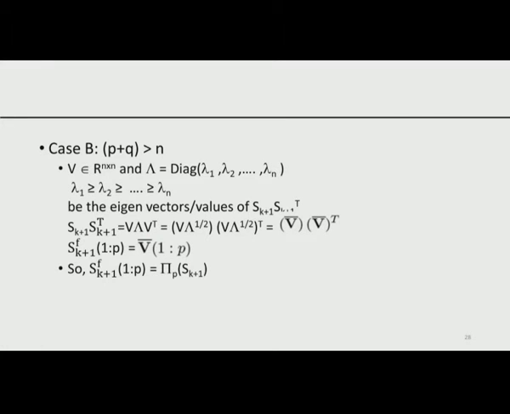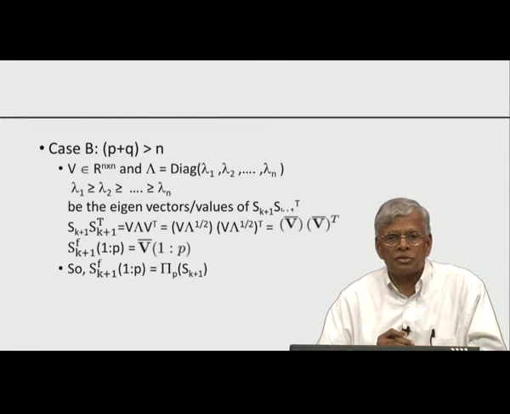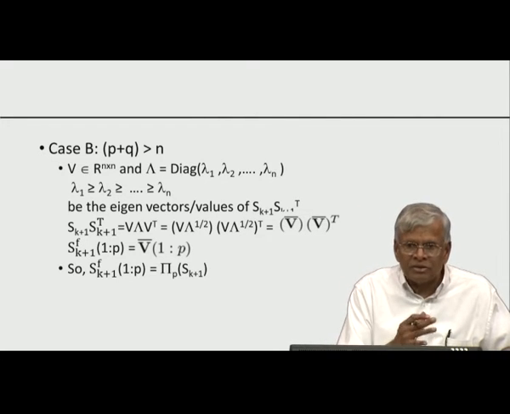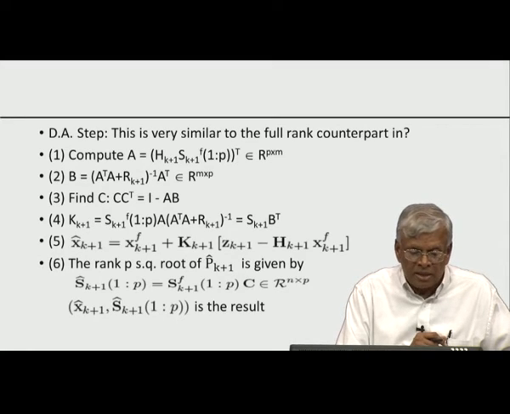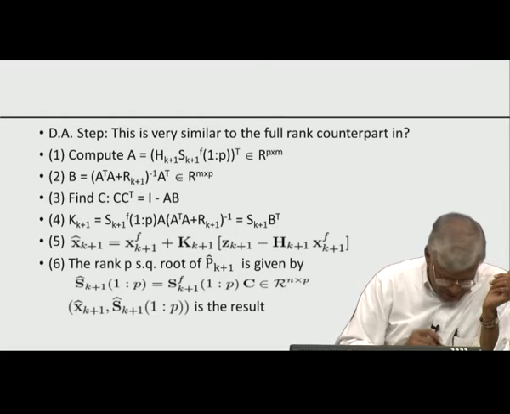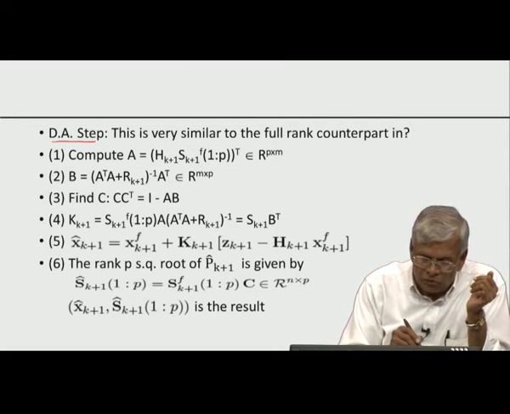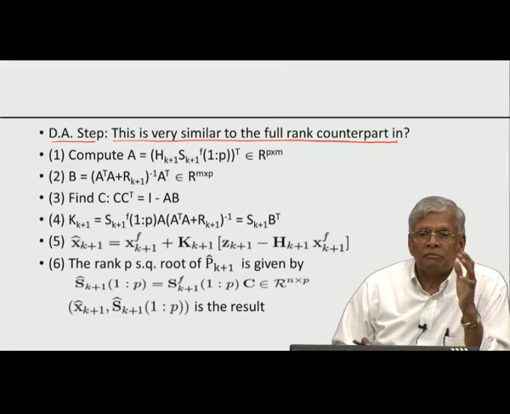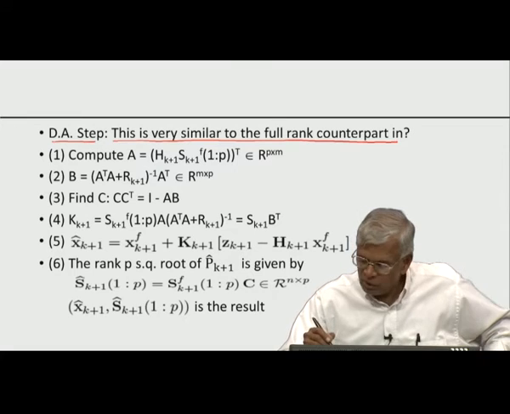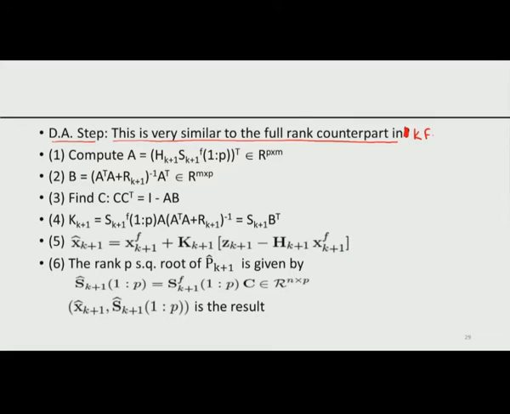Case B is similar. I do not want to go over the detail by reciting the whole thing. I would leave case 2 as an exercise for you. That means I can do the same reduction in the rank by this process. Now I am going to come back to the data assimilation step, the last step in this process of reduced rank implementation. This is very similar to its full rank counterpart, the Kalman filter, square root version.